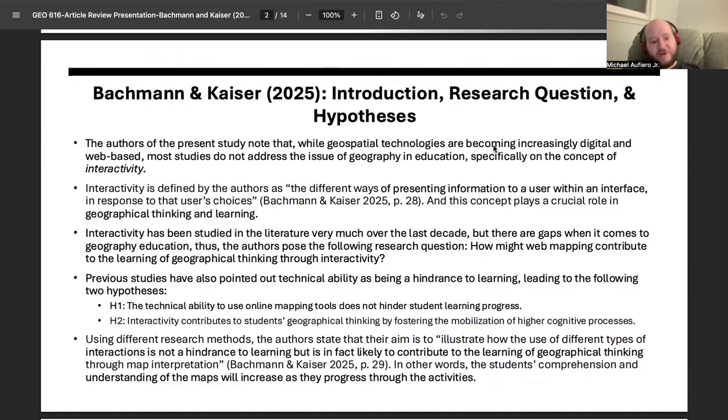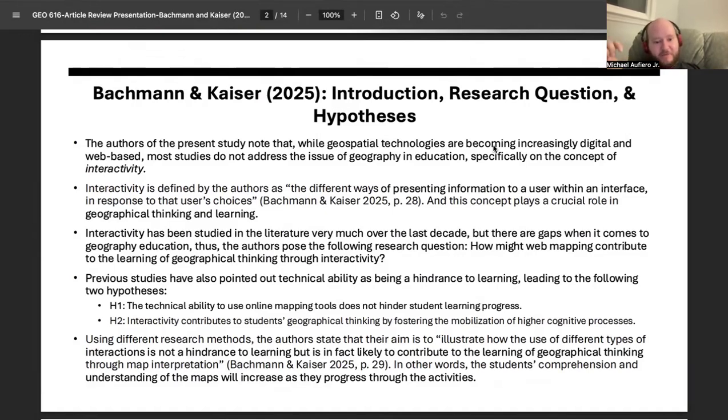And hypothesis number two is that the interactivity contributes to students' geographical thinking by fostering the mobilization of higher cognitive processes. So the interactivity will actually encourage the students to think critically, and it will make their minds more creative in coming up with ways to solve harder and more complex problems. And that's what the authors mean by higher cognitive processes.